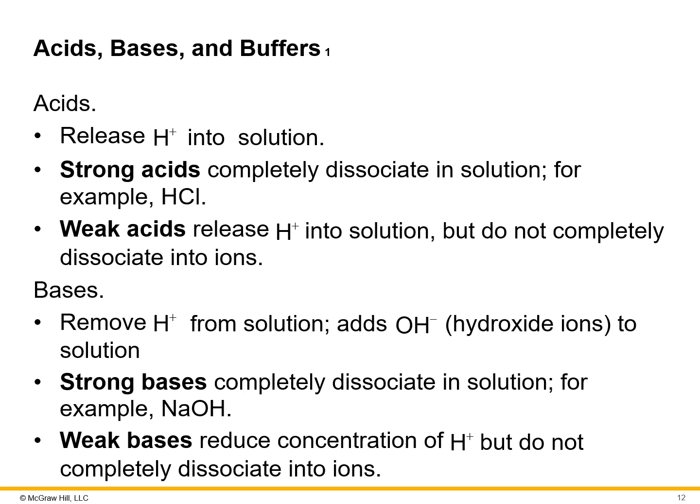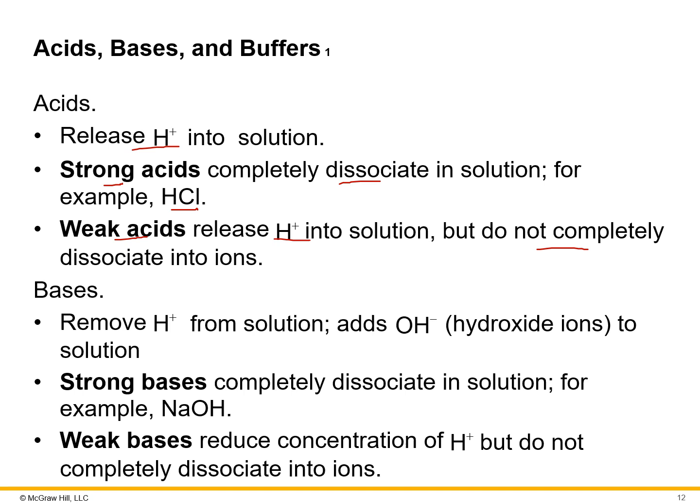So acids, by definition, release hydrogen ions into solution. So they are going to be increasing that hydrogen ion concentration and decreasing the pH. Now we have strong acids. Those completely dissociate. So like hydrochloric acid, HCl, in water, all the hydrogens come off, all the chloride ions come off. So it really changes the pH. Whereas weak acids release hydrogen but do not completely dissociate. So they're not going to cause as big of a change to the pH.